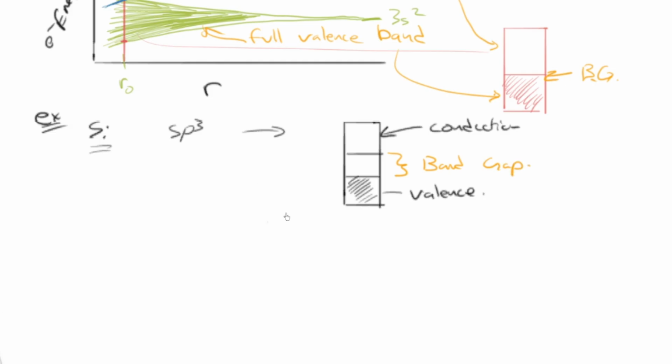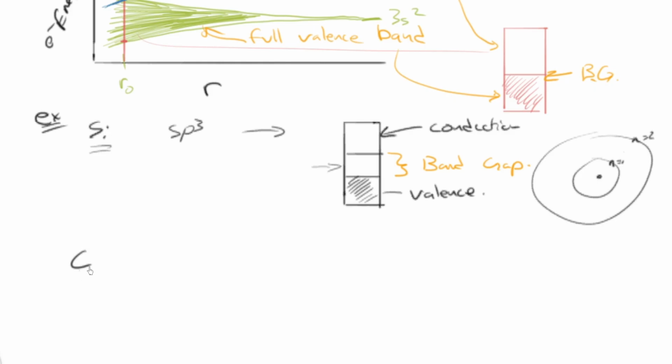The analogy here is that in an isolated atom, it's like going from, say, n equals 1 to n equals 2. You can't go to n equals 1.5. We cannot have an electron promoted here. So we have a semiconductor.